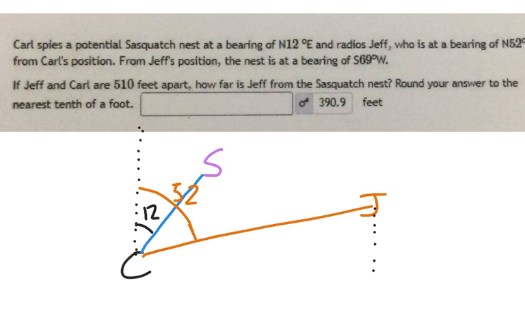Everything else I had was right. You're not the only one. 12. Here's Sasquatch. How could he be 12? That doesn't make any sense to me. 69 west of south.